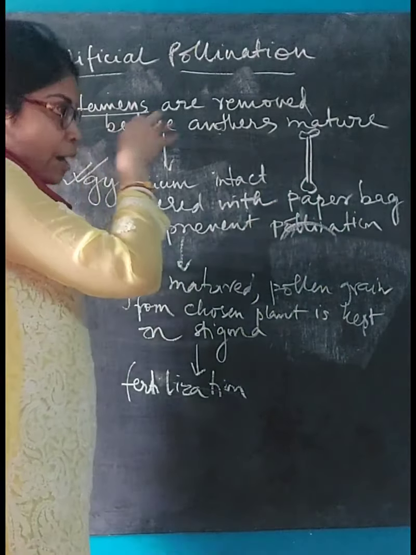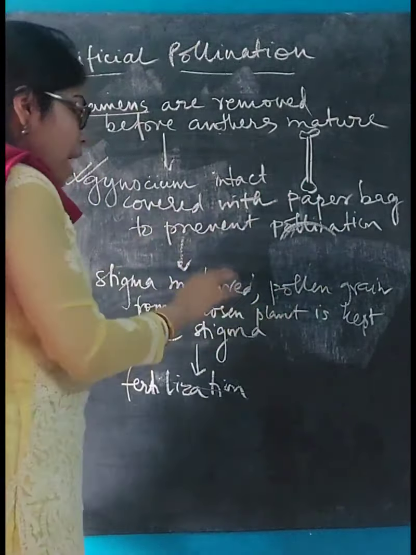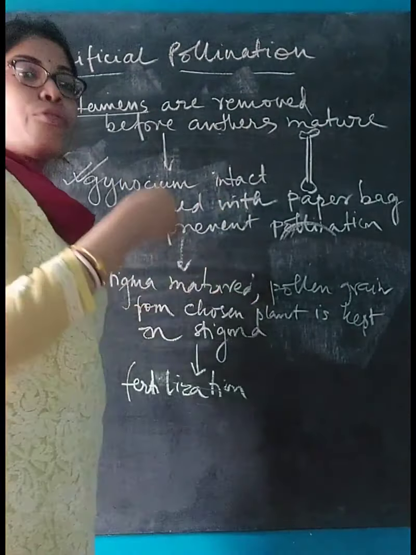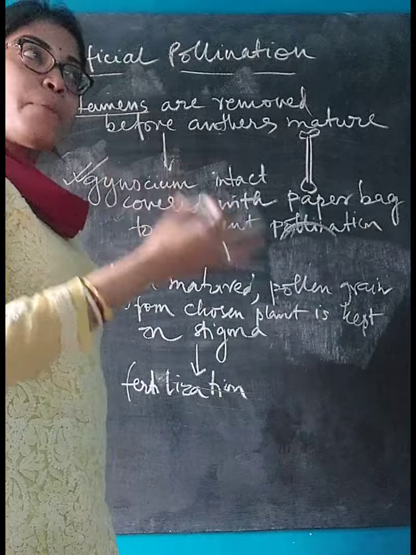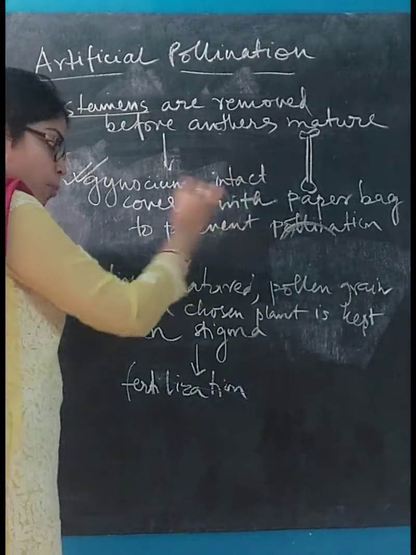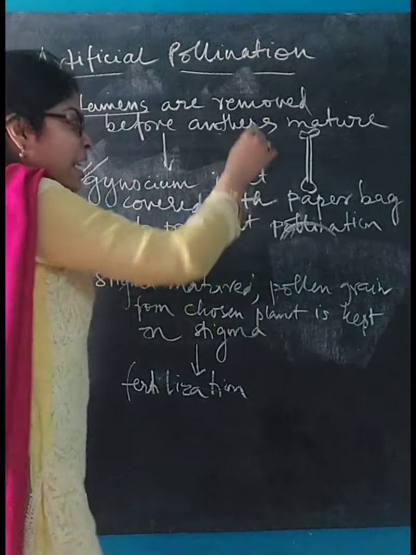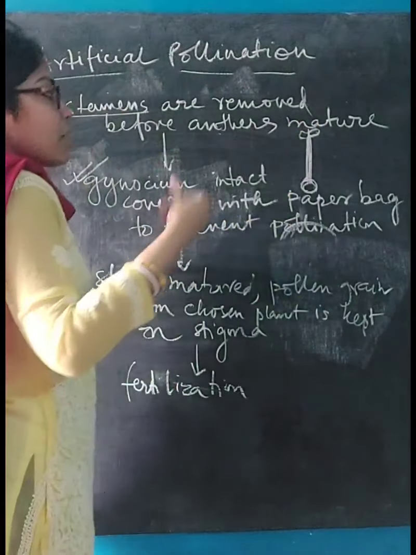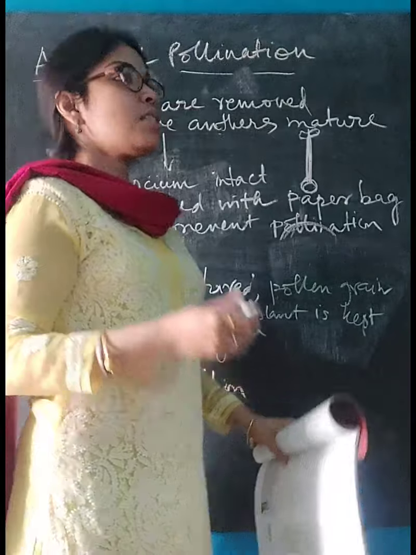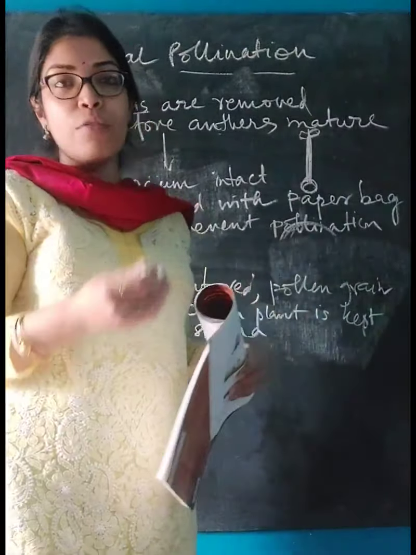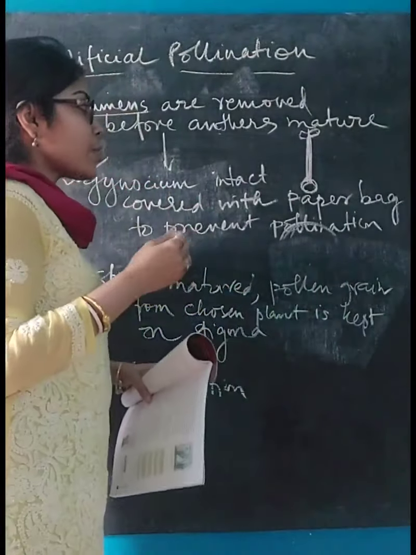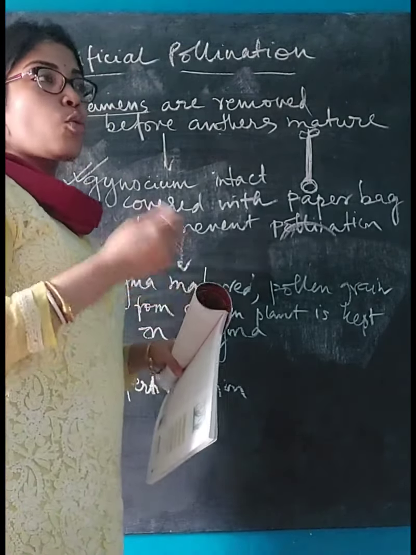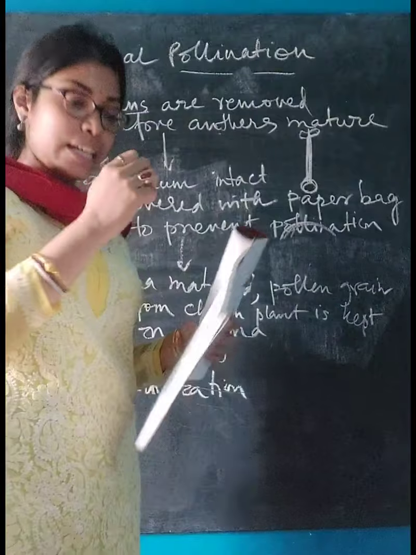That means the female reproductive part will mature, and then we will transfer pollen grains from plants of our choice and drop them on the stigma, and in the natural way fertilization will take place in the ovary, and the resultant will be a seed, and from the seed obviously a plant will grow. The resultant will be a plant with a better variety, better quality, disease resistant and high yielding.